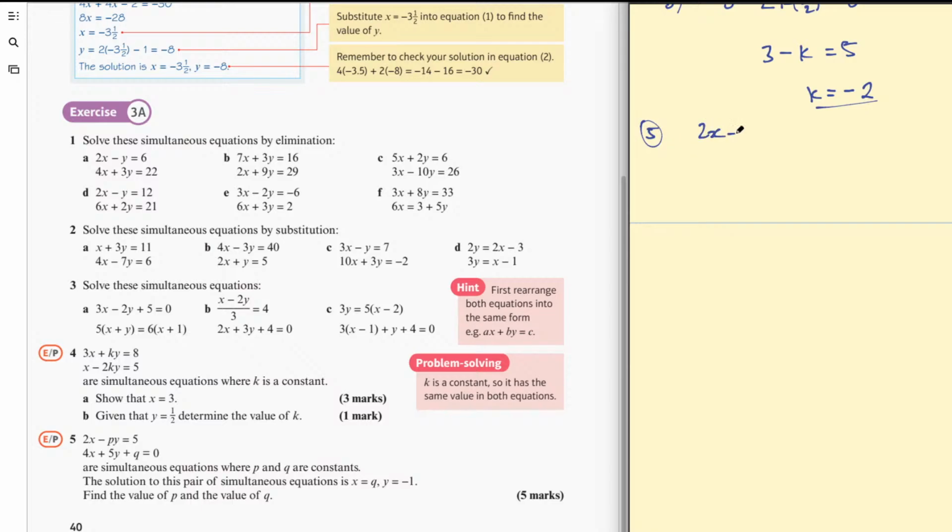So we've got 2x take py equal to 5, 4x plus 5y plus q equal to 0. And they tell us x equals q, y equals negative 1.